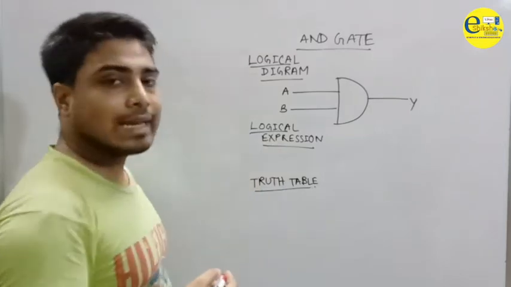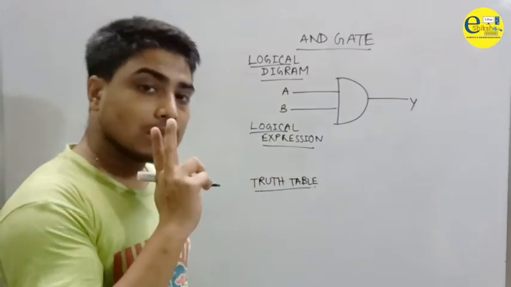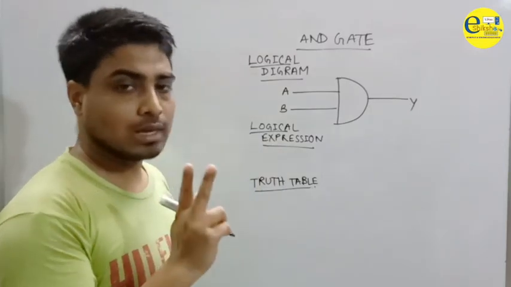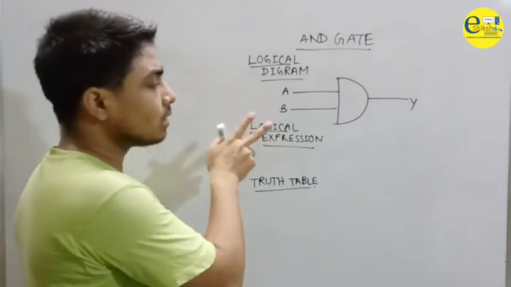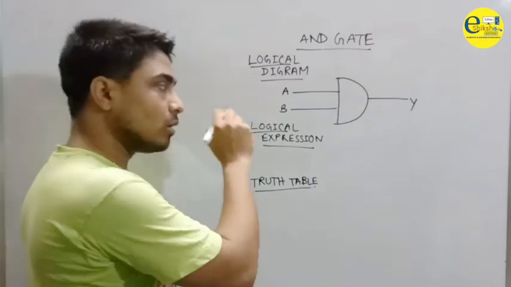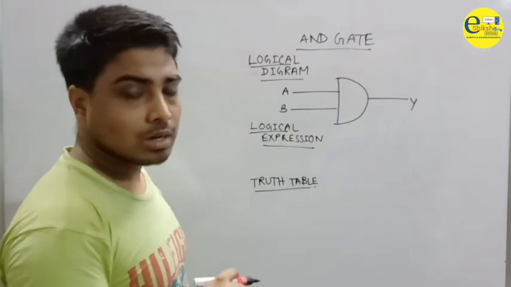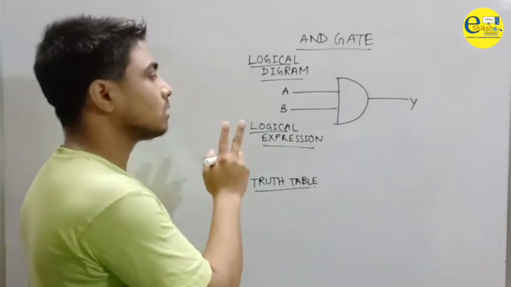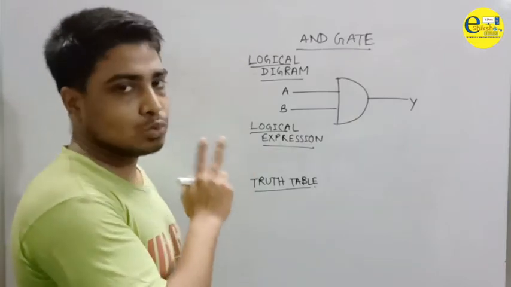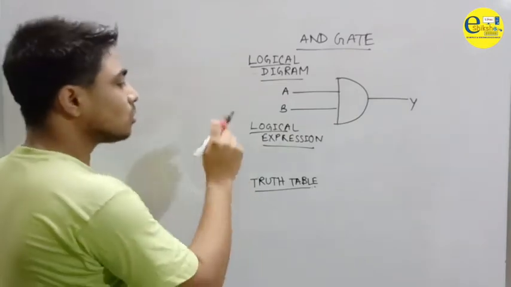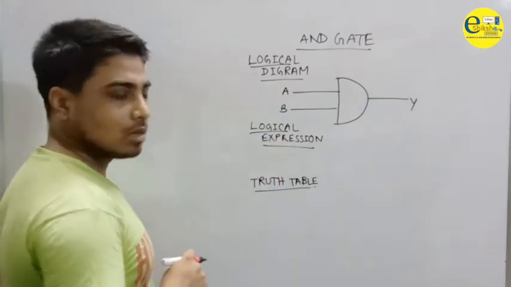See, in case of AND gate, the number of input is at least 2. The minimum number of input is 2 and the output is 1. You can take more than two inputs here, but it always starts from 2 inputs. So what is the logical expression?